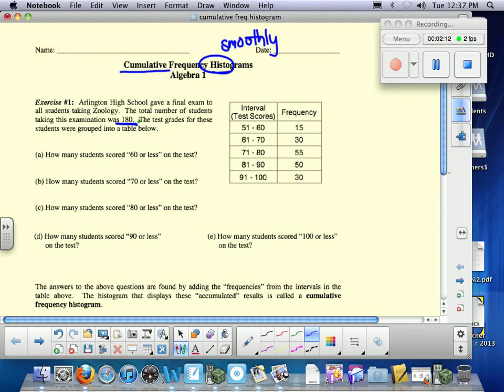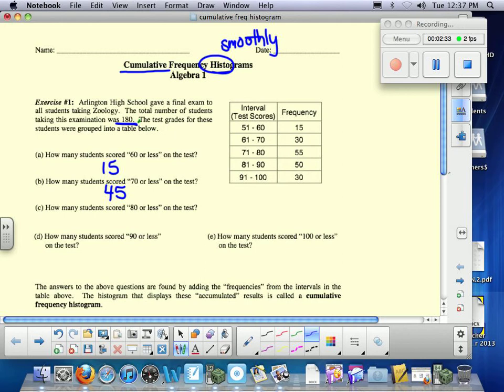Read the table. Macy, thank you. 15 students. How many students scored a 70 or less? Danny. It would be 45. Wait a second. I don't see a 45 on the table. How did you get that? You added the 30 and the 15.